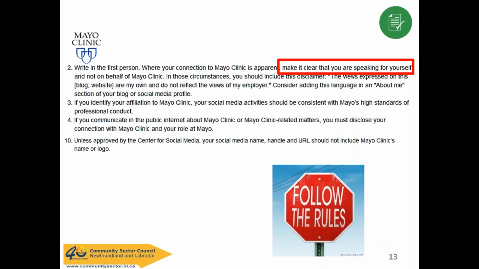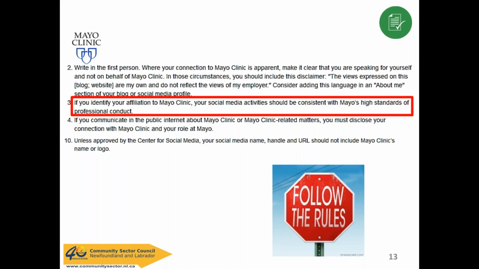So the Mayo Clinic says that it's important to express that you are speaking for yourself and not on behalf of the Mayo Clinic. So you might have a disclaimer saying that the views expressed are my own and do not reflect the views of my employer, or put an About Me section in the profile.